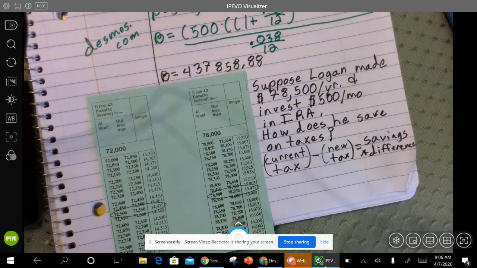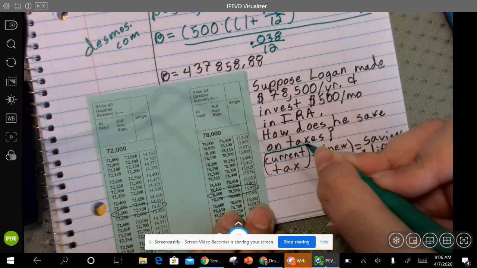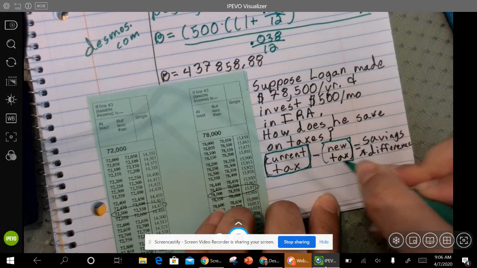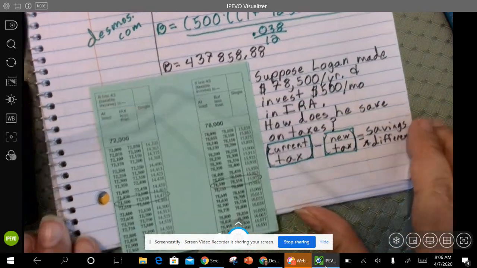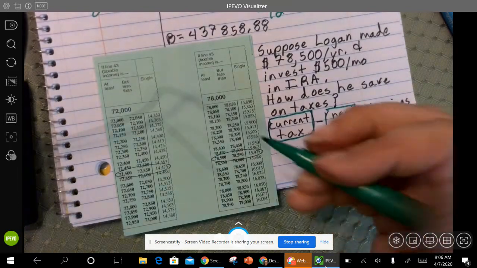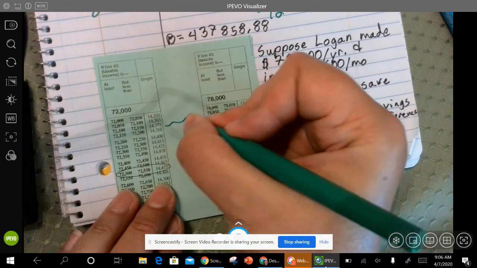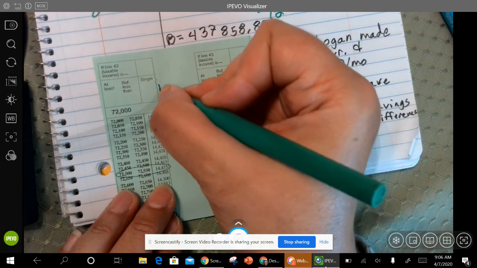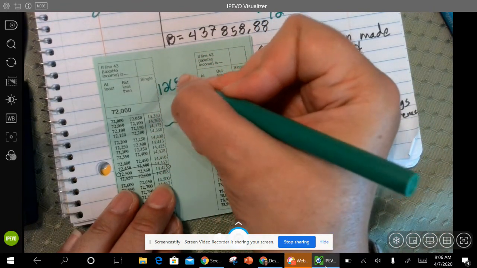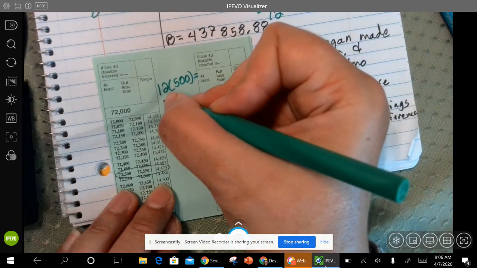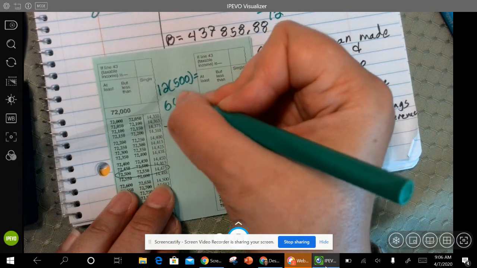Okay, so again, this is the current tax minus the new tax. Let's show you how to figure it out. Using our table, we're going to do this in steps. Every month he deposited $500, so 12 times 500 is 6,000.